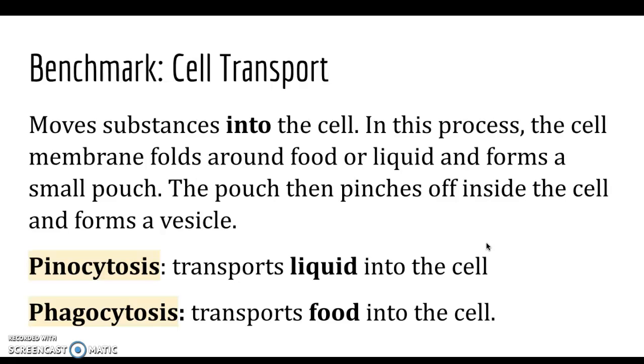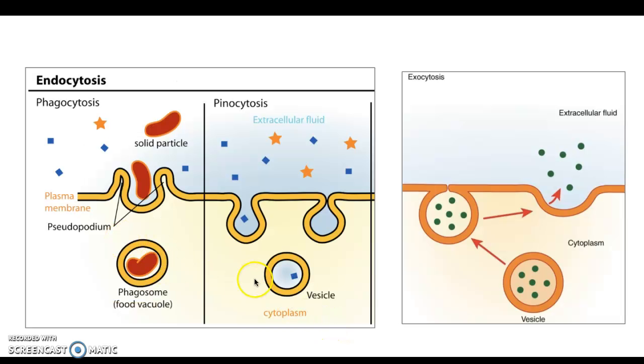So vesicles move substances into the cell, and in this process, the cell membrane folds around the food or the liquid and forms a small pouch, aka a vesicle. The pouch then pinches off inside the cell to form said vesicle. So pinocytosis is the transport of liquid into the cells via vesicles, and phagocytosis is the transport of food or very large molecules into the cells via vesicles. So this is what this looks like.